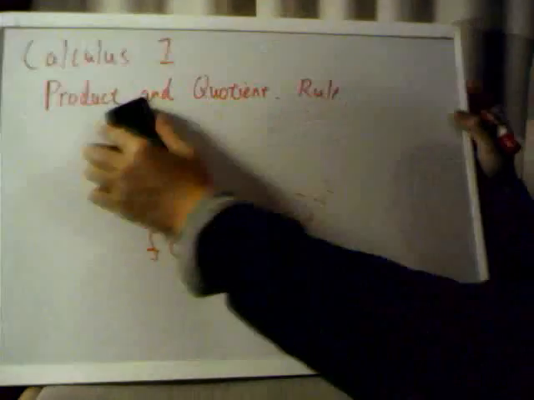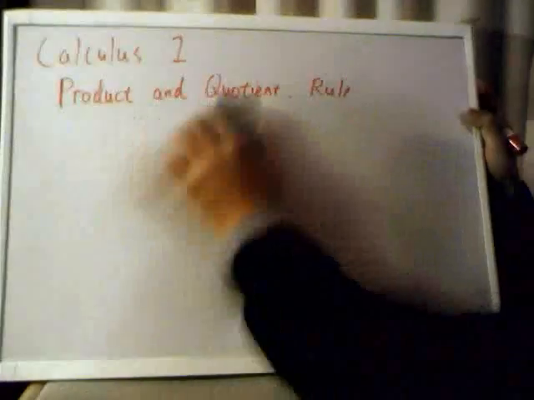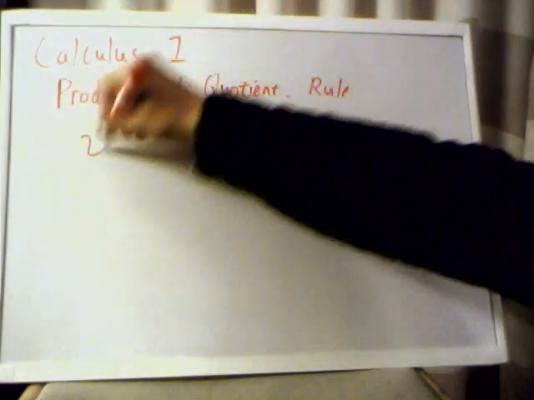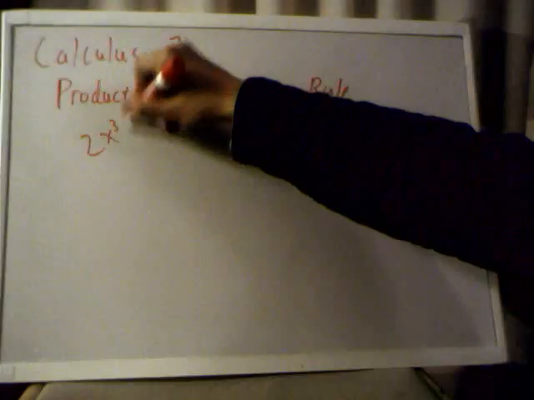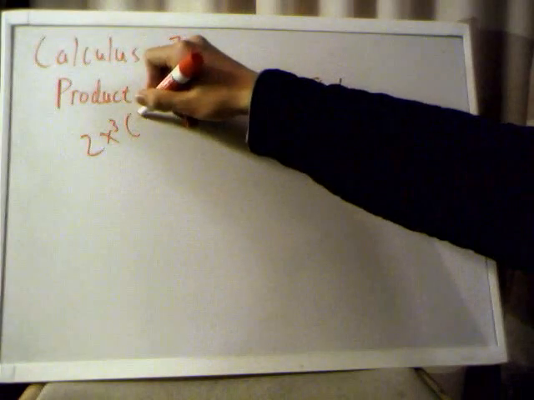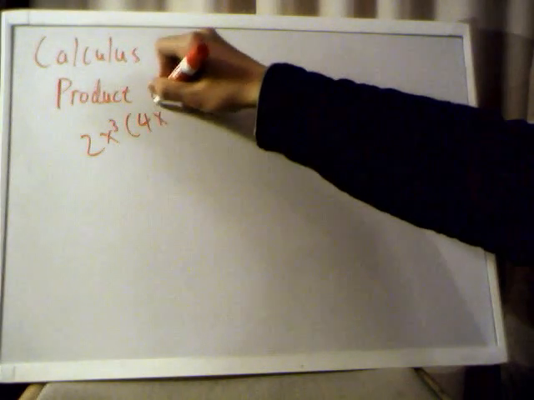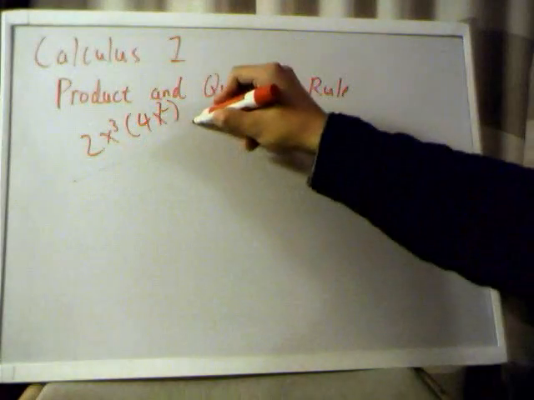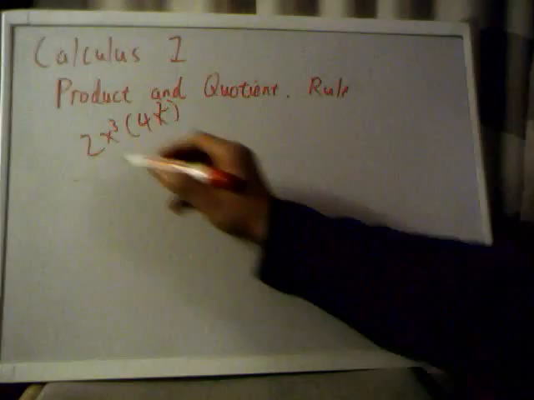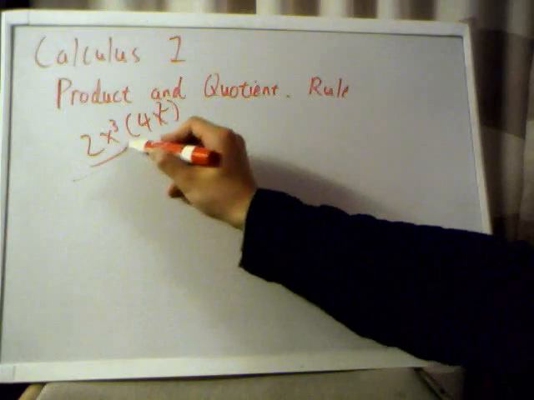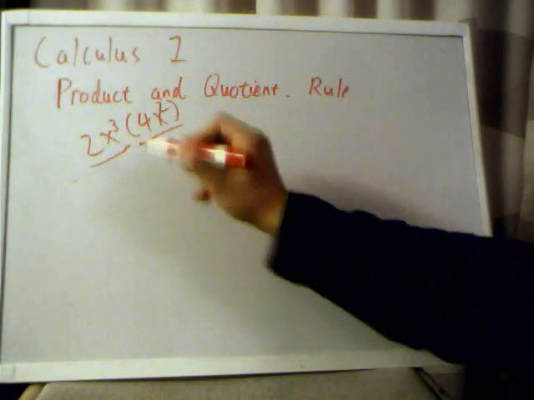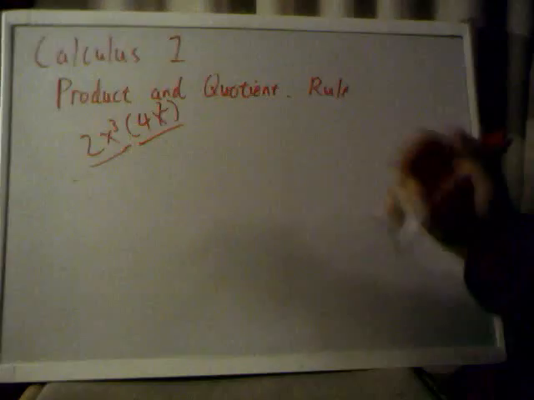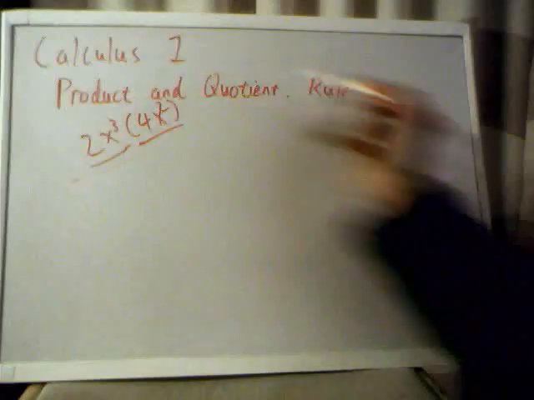It gets more complicated when you have a function like this. Let's say 2x to the third times 4x squared, and you want to take the derivative of this entire function. How would you do it? As you can see here, these are two separate functions, and to take the derivative of them together, you will need the product rule.